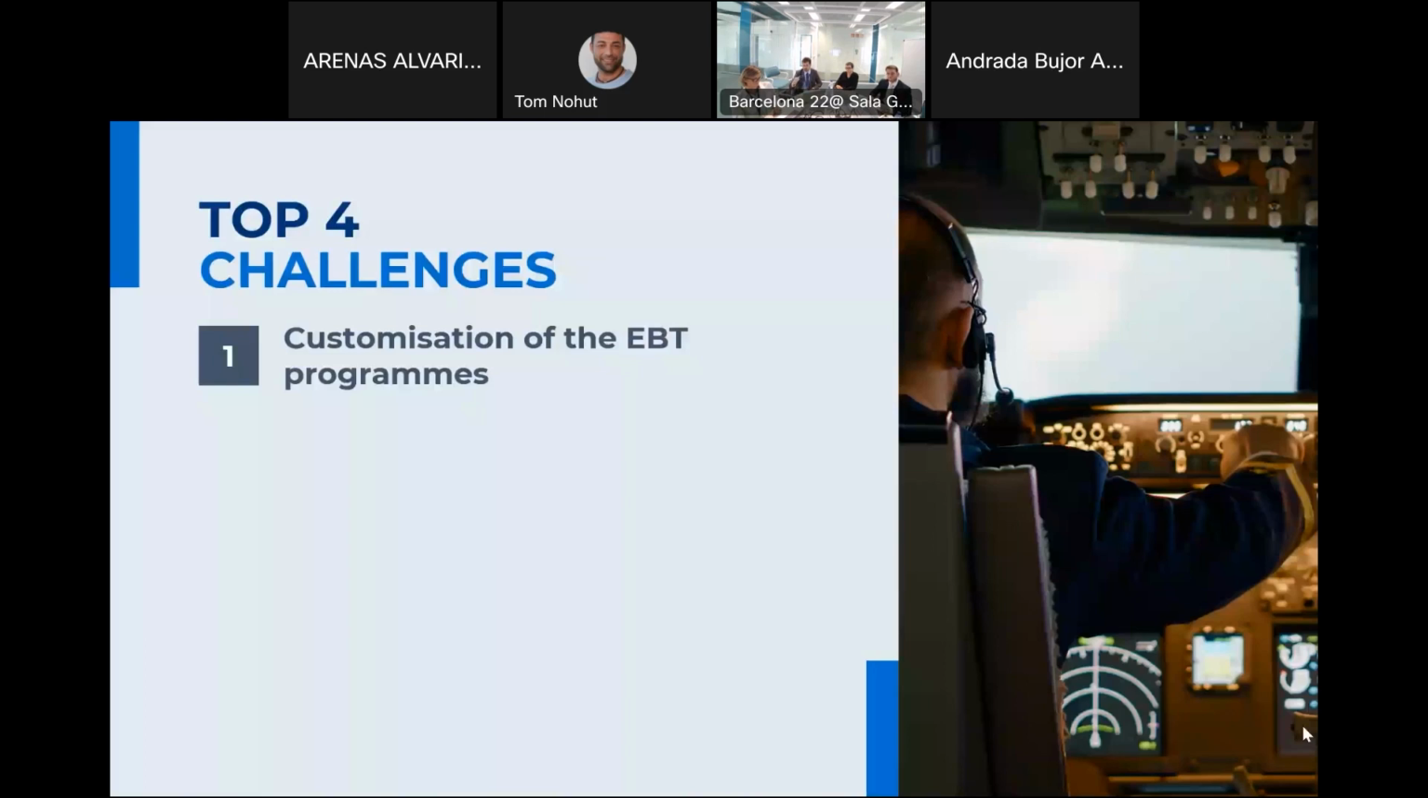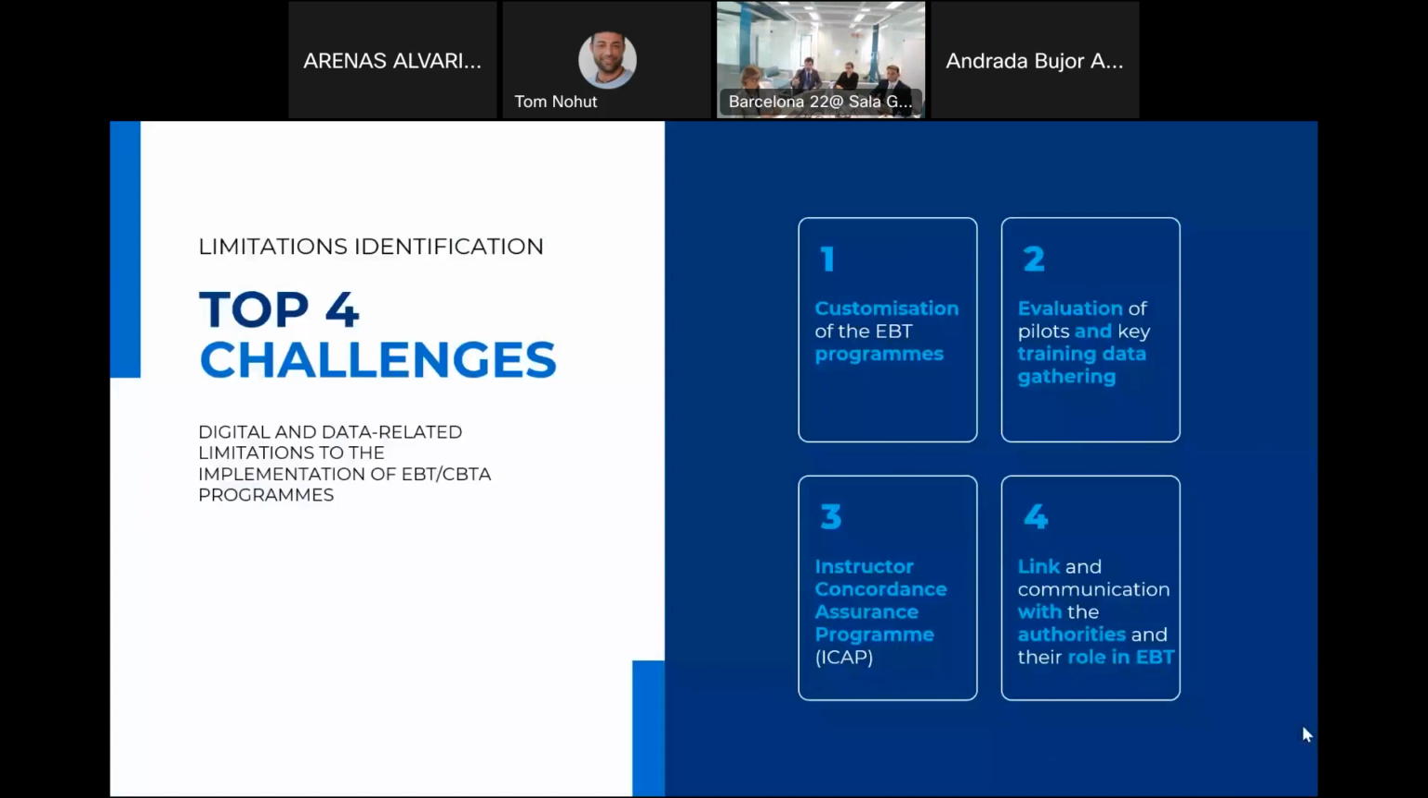The ones that you can see in the previous slide, which are the customization of EBT programs, the evaluation of pilots and key training data gathering. Then the third one is instructor concordance assurance programming. And the final is the link and communication between authorities and operators and the role of authorities in the context of EBT. So going to the specifics of the challenges, I would like now to welcome my colleagues, Alex Olivera and Andrea Bujol, who are the main researchers on this key study.